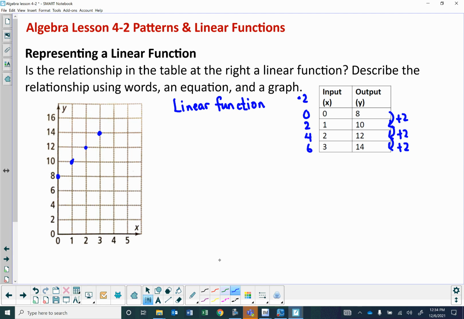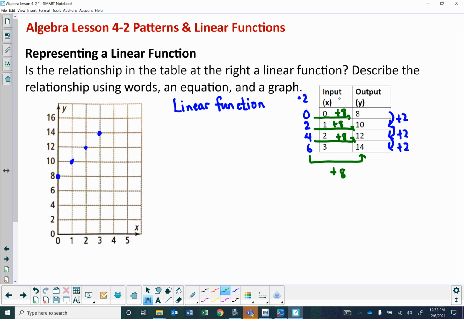Now I'm going to look and say, is there a relationship between this 6 and the 14? If I look at that, well, 6 to 14 adds 8. How about from 4 to 12? 4 to 12 adds 8. How about 2 to 10? That adds 8. From 0 to 8 also adds 8.